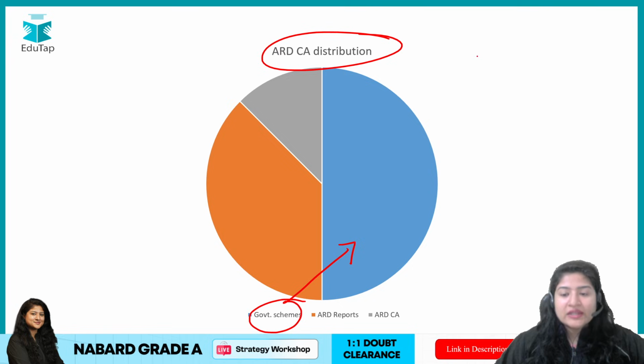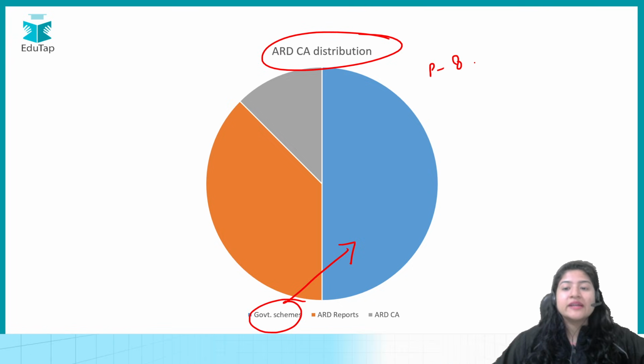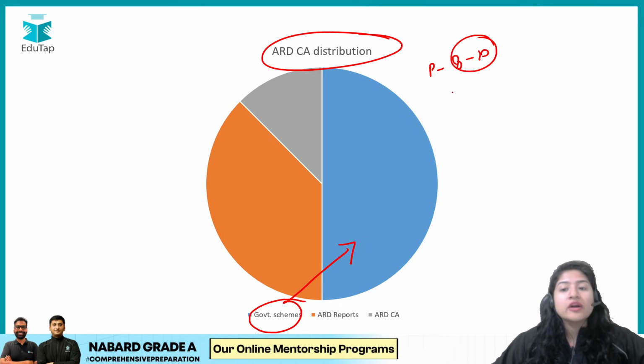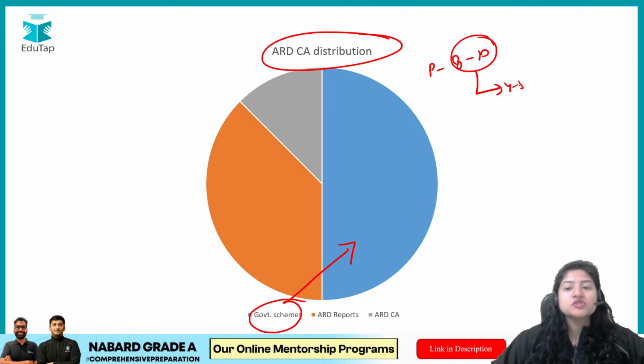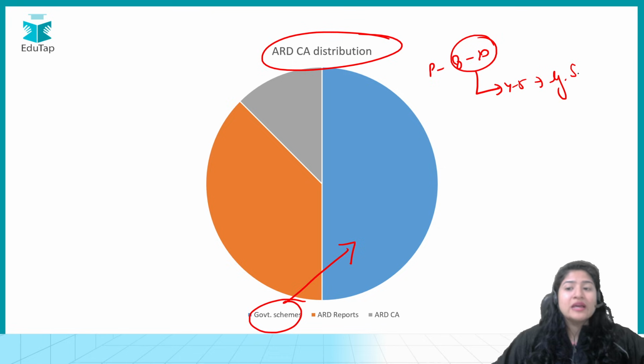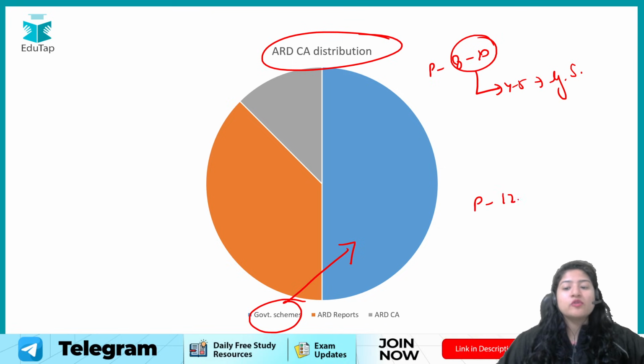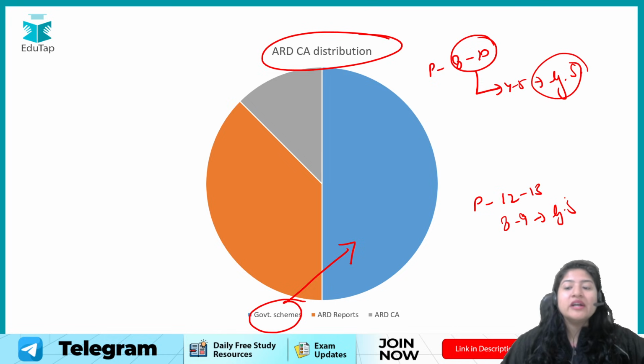For example, if in Phase 1 I am saying that 8 to 10 questions are asked, around 4 to 5 of these will be from government schemes only. Similarly, in Phase 2, if 12 to 13 questions are asked, 8 to 9 will be from government schemes only. So looking at the overall chunk of ARD CA, the maximum is taken up by government schemes.